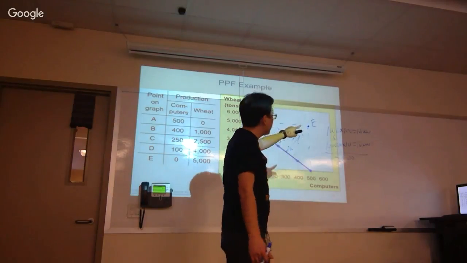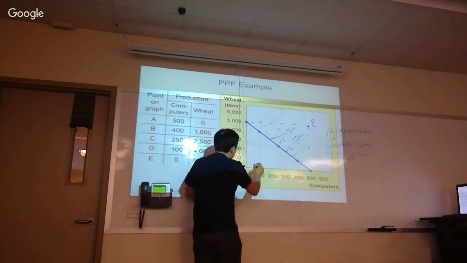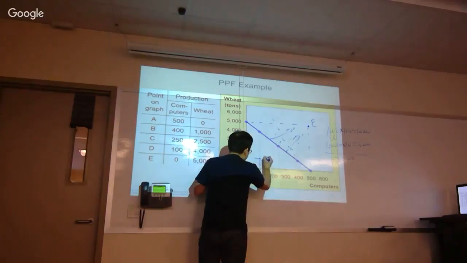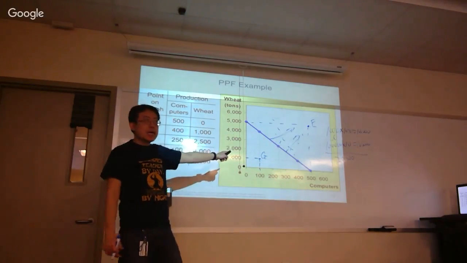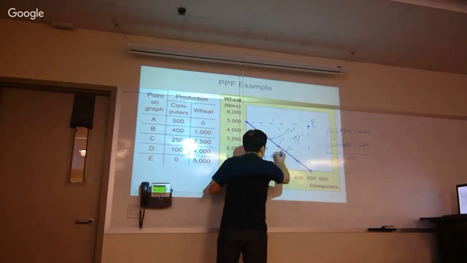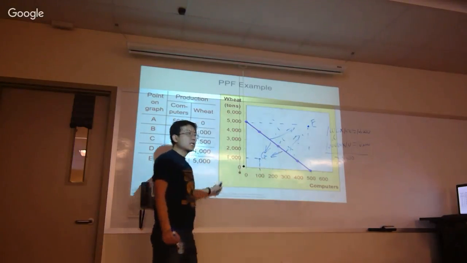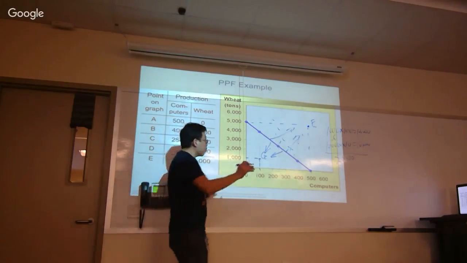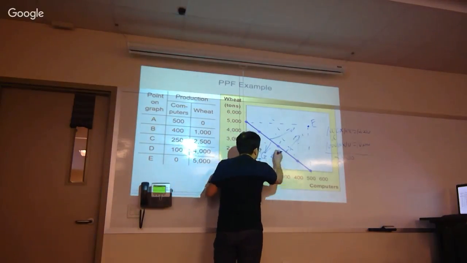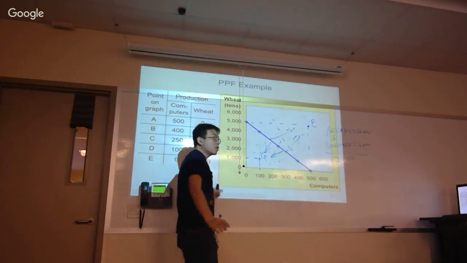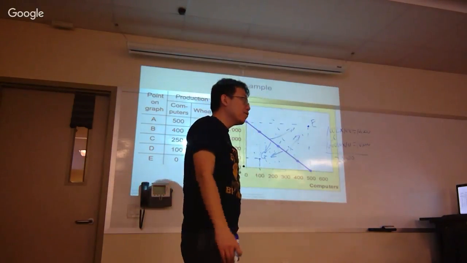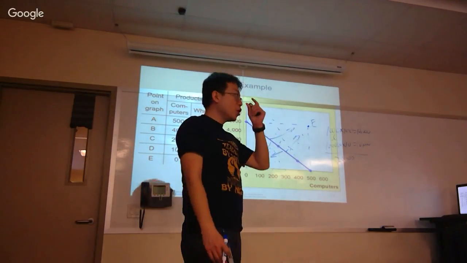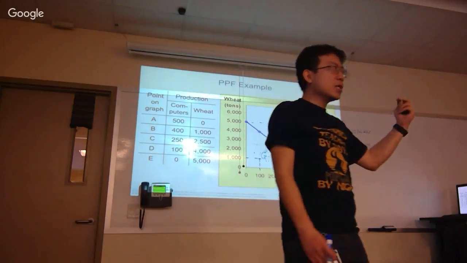If you find this point on the graph, 100 and 1,000 is a point right here, point G. So point G is possible. And notice how point G is inside of your PPF, which means any point inside of our PPF, we call possible. We're going to give a special name for this point. Point G only requires 20,000 labor hours.